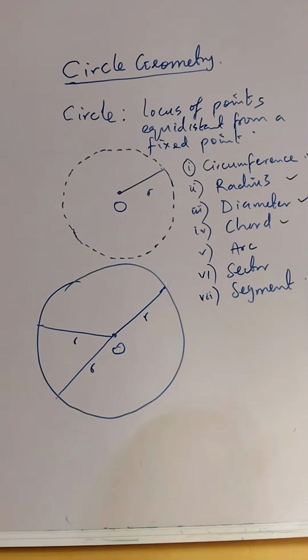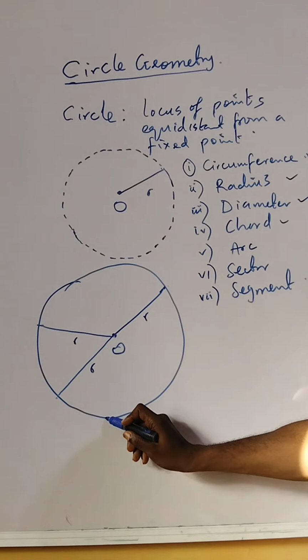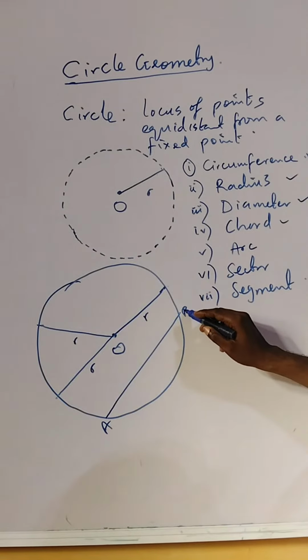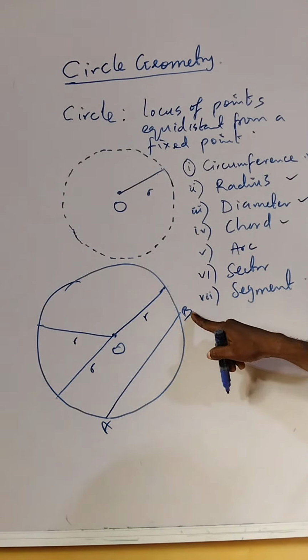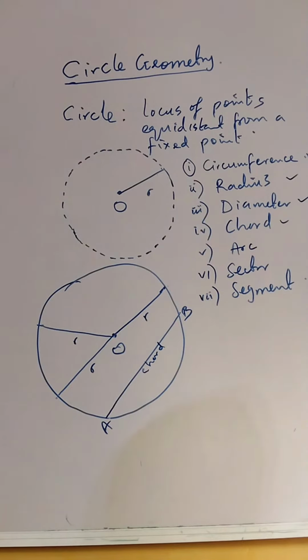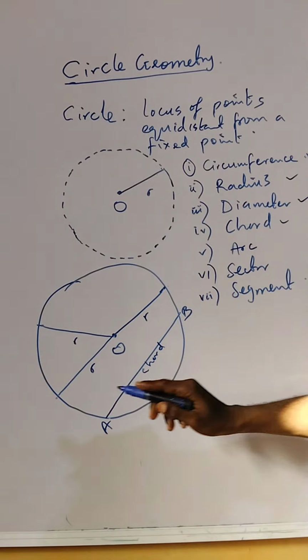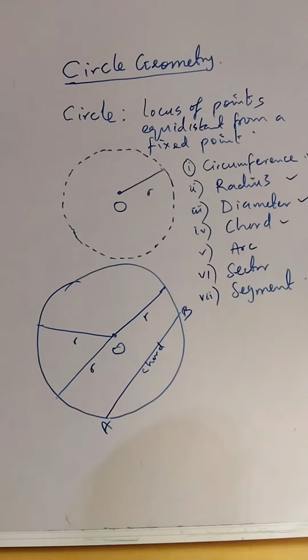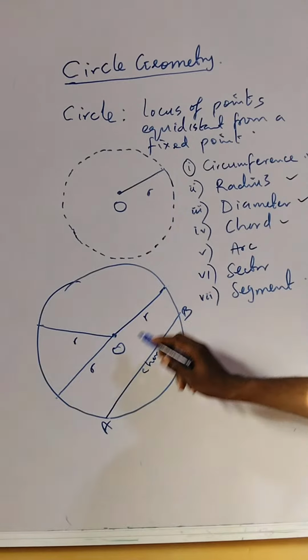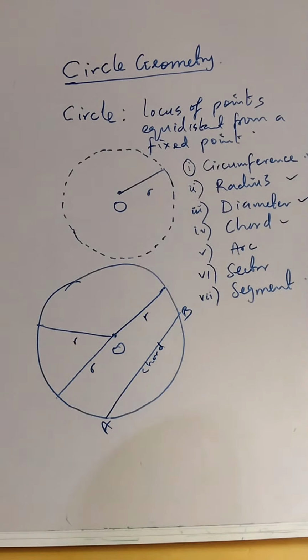Then let's look at a chord. A chord is a line that touches the circumference at 2 points. For instance, when we have this line drawn, you can say this is line AB. This is a chord. It touches the circumference at both sides. We can see that this diameter is also a chord because it's also touching the circumference at both sides. That is why diameter is the longest chord of a circle.